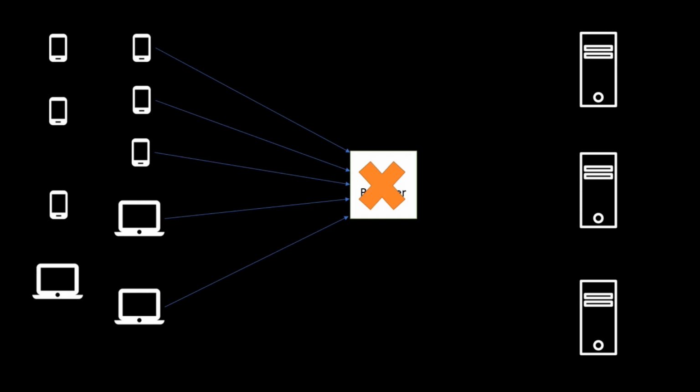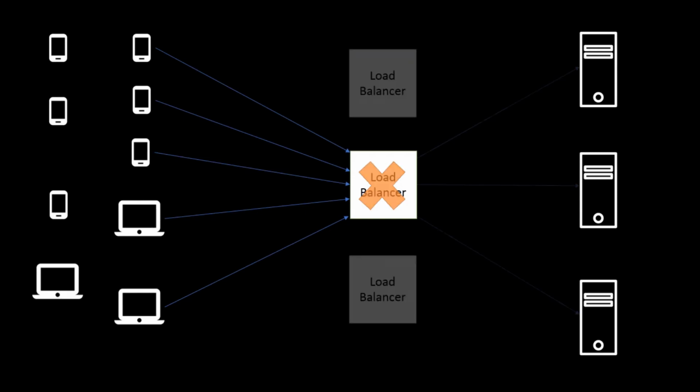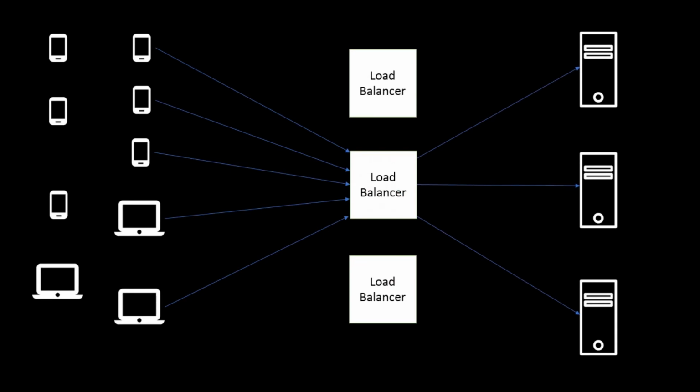Now, to solve this problem, we can simply add more load balancers to our system so that if one of the load balancers fails, others will handle the traffic. This is known as redundancy because we actually don't need these additional load balancers. We are using them just to be fail safe.